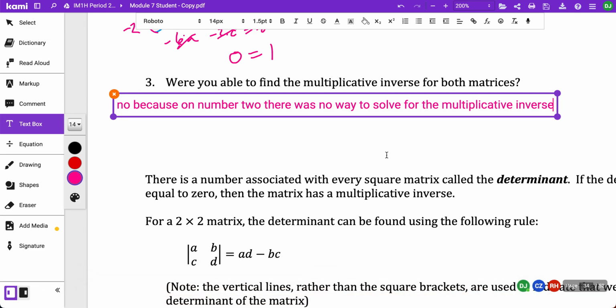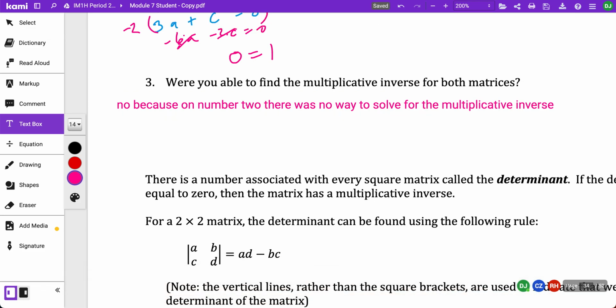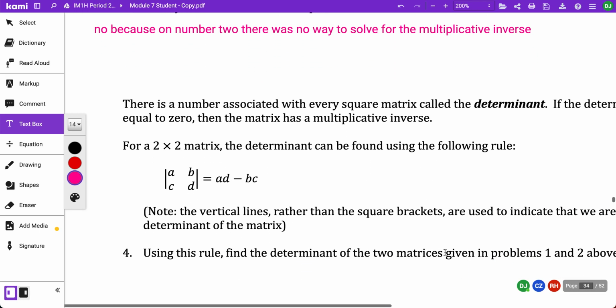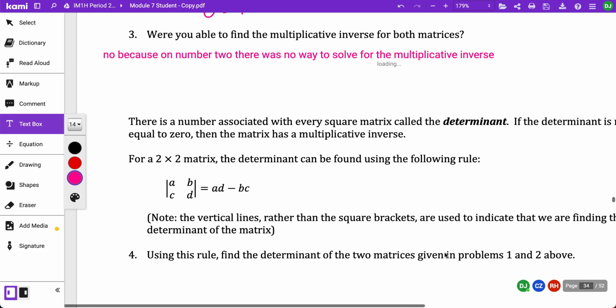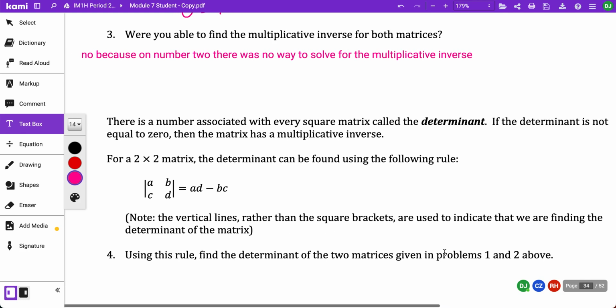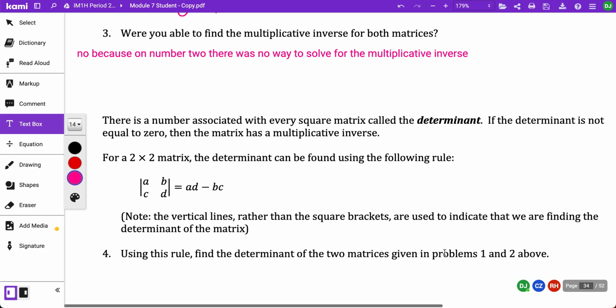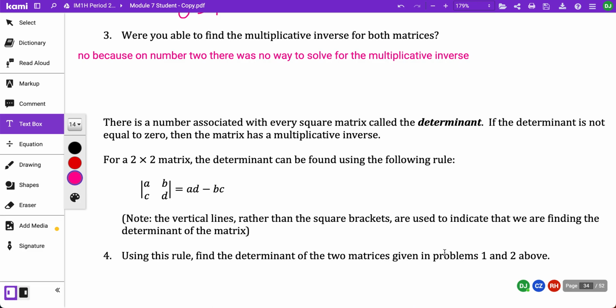All right, what I did show you some of you last week was that it was easy enough to find what the determinant is just by looking at the graph. There's a number associated with every matrix, as long as it has one, called the determinant. If the determinant is not equal to 0, then the matrix has a multiplicative inverse. For a 2 by 2 matrix, the determinant can be found by using the following rule: AD minus BC.